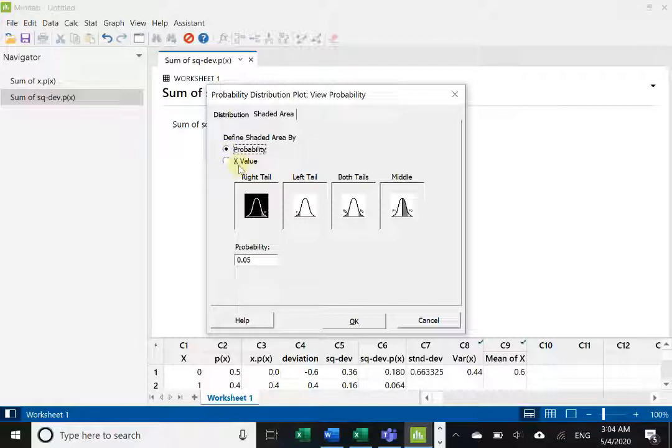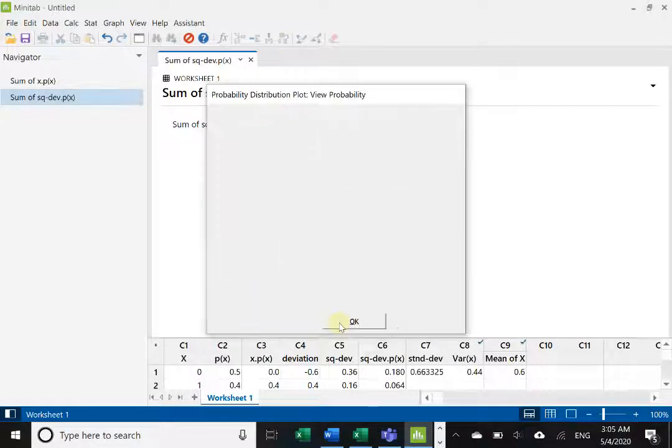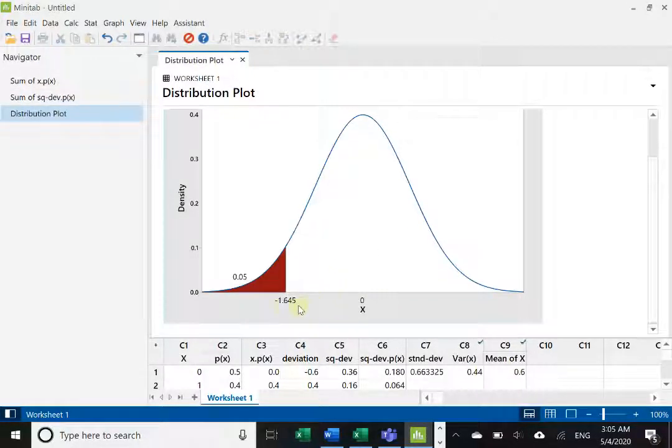So the first example, we want a z so that the area to the left is 0.5. So left tail, probability 0.5, we'll keep that default. And there you go. The z-score is negative 1.645, right? So I'm going to write that into the notebook in a minute.